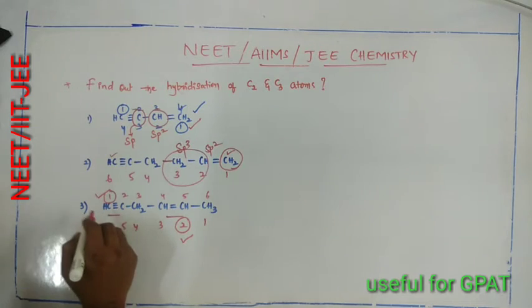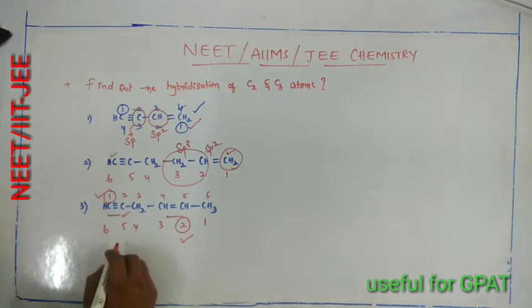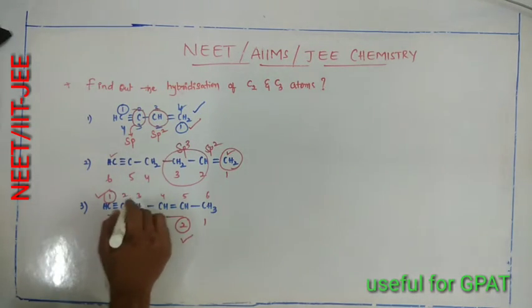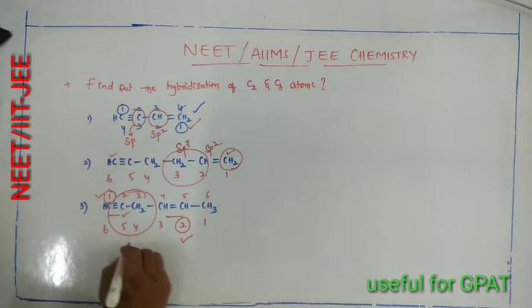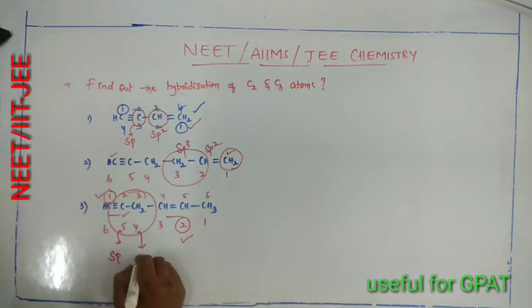So this carbon is the first one and this is the second carbon. So for C2 and C3, the C2 carbon is sp hybridized. Why? Because it has a triple bond. And the C3 carbon has a single bond, so it is sp3 hybridized.